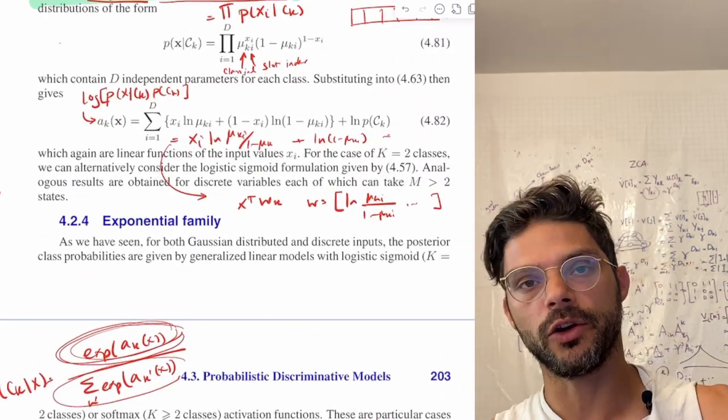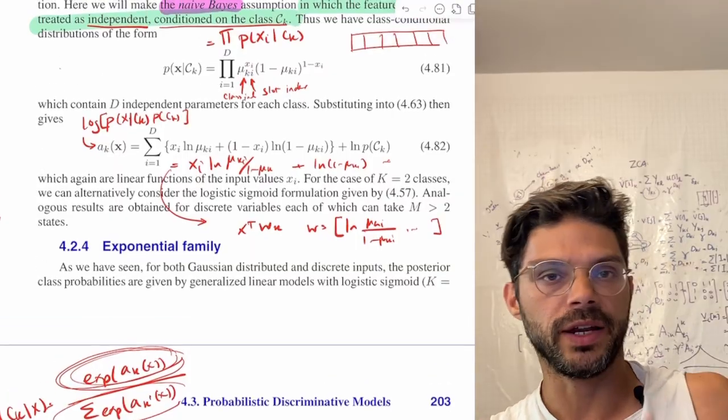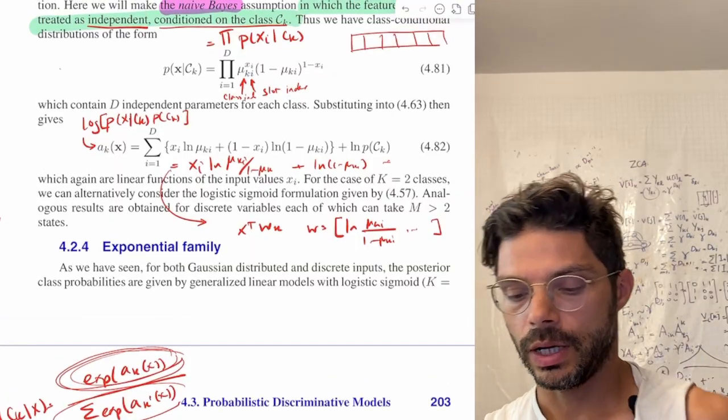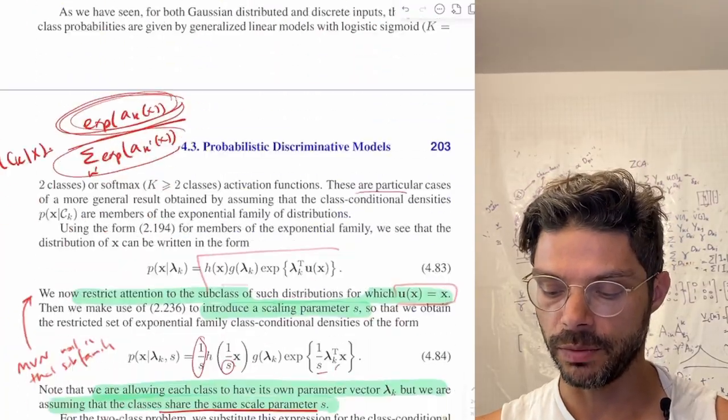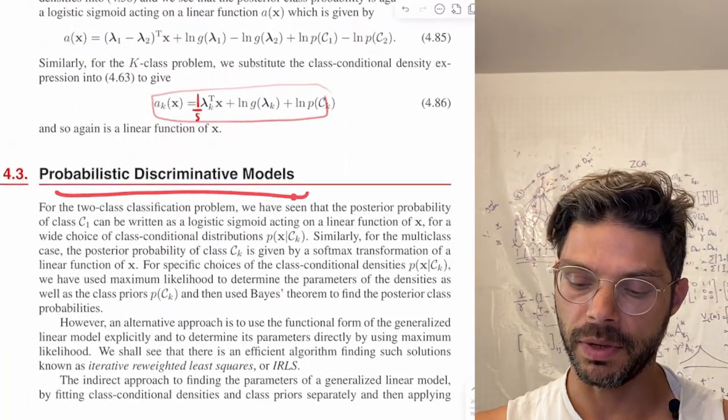About the generative approach to classification and finding decision boundaries. And next, we're going to be talking about the discriminative approach.